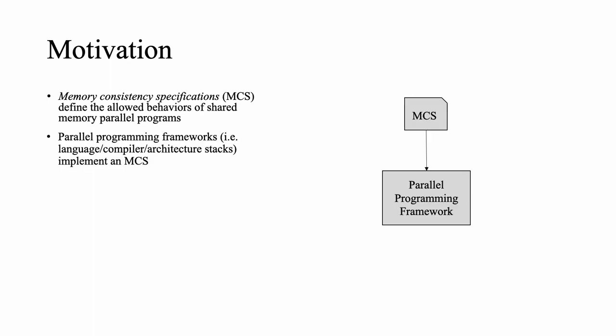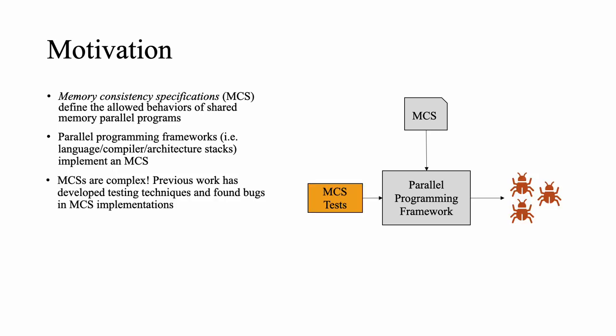A memory consistency specification defines the allowed behaviors of shared memory parallel programs. A parallel programming framework, which consists of a language, compiler, and architecture stack, implements an MCS. MCSs are complex. Previous work has developed testing techniques and found bugs in MCS implementations.